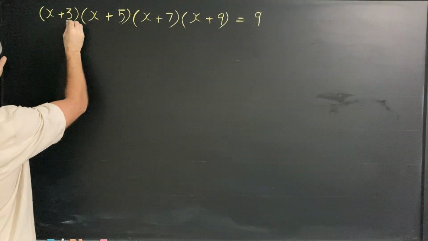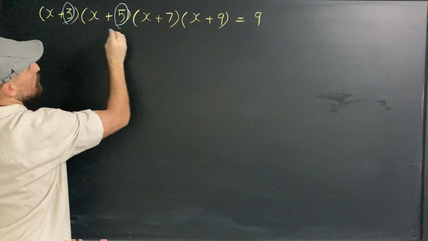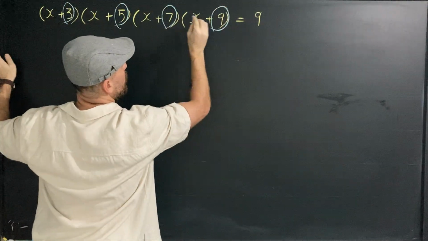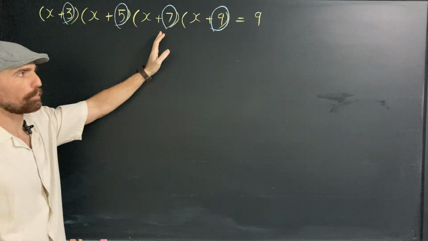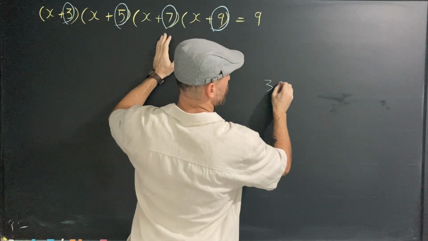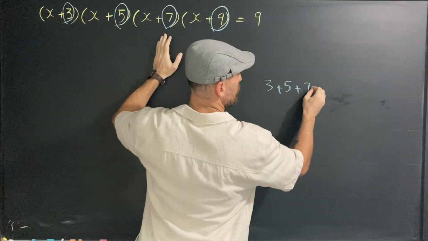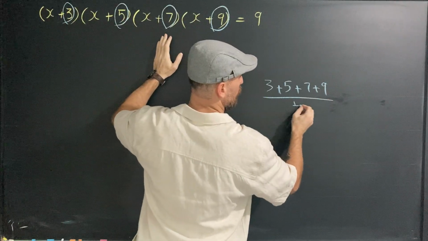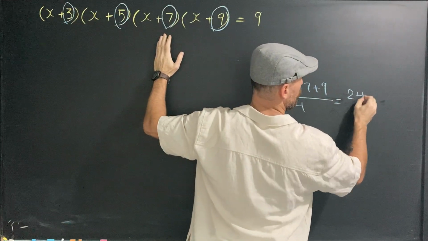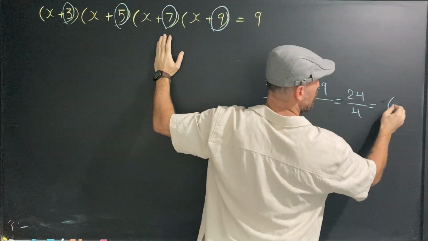To solve this, let's work on this number, this number, this number, and this number. Where is the midpoint of these numbers? 3 plus 5 plus 7 plus 9 over 4, which means 24 over 4, 6.